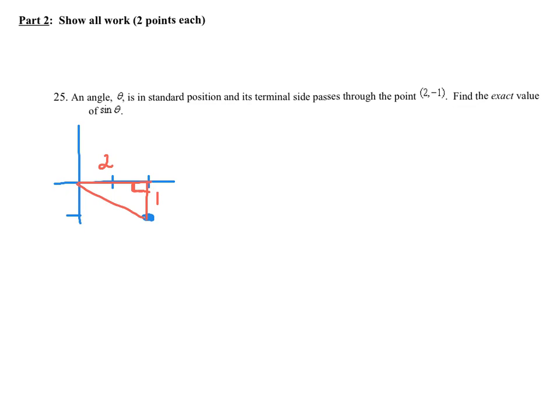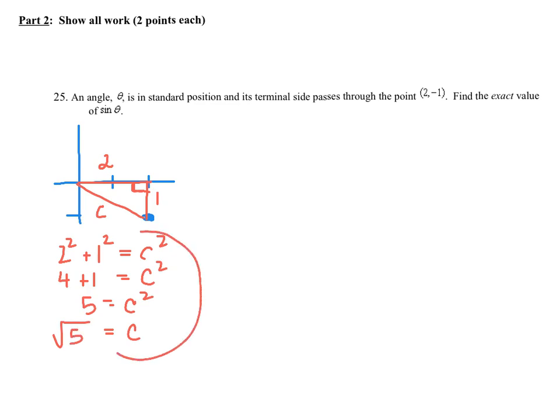So if you look here, we're still unsure about what that hypotenuse is, right? So remember, we can do Pythagorean theorem. 2 squared plus 1 squared equals c squared. So that's 4 plus 1 equals c squared. So 5 is equal to c squared, which means that c is the square root of 5. All right, so that would be our c value right there.